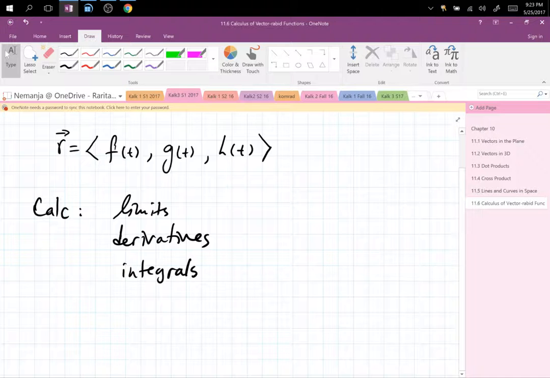How do we do calculus with vector-valued functions? Well, we just do it term-wise, function by function, independently. And the lecture is over. You take three limits. They're all independent functions. You take three derivatives, and you take three integrals. That's all. Lecture over.